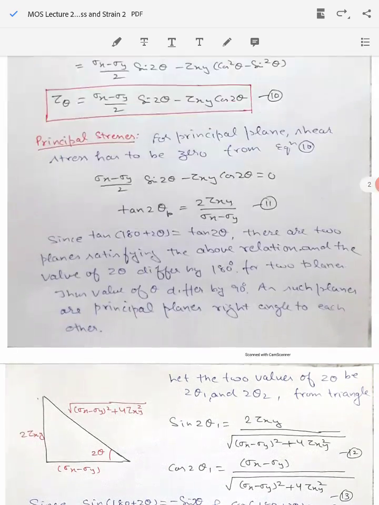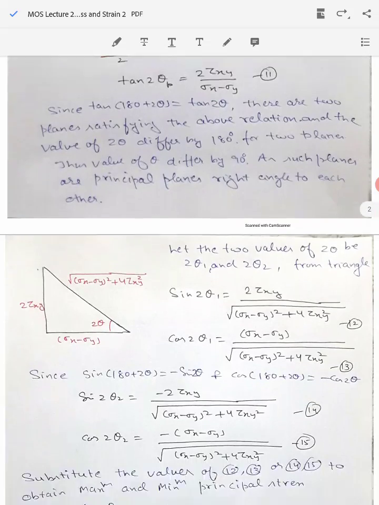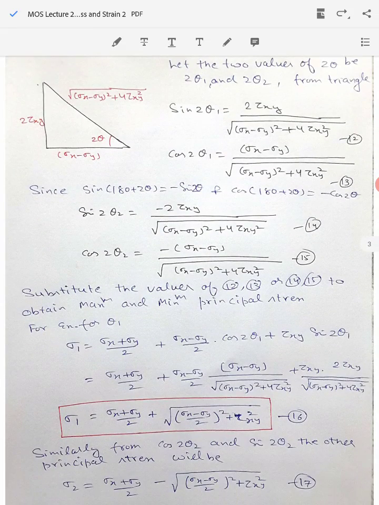So we will go back to the equation of sigma theta from equation 8. In this expression we have cos 2 theta and sine 2 theta. At these places we will substitute the values of sine 2 theta and cos 2 theta for the first angle and the second angle principal plane that we have calculated. So once we do this, you see here we have substituted the values of cos 2 theta 1 and sine 2 theta 1 from equations 12 and 13, which are shown over here. You can get the value of sigma 1 as sigma x plus sigma y by 2 plus under root of sigma x minus sigma y by 2 whole square plus tau xy square.